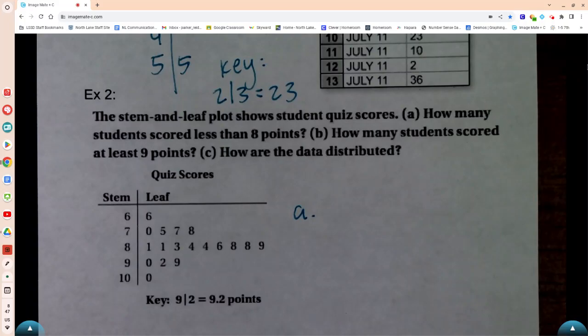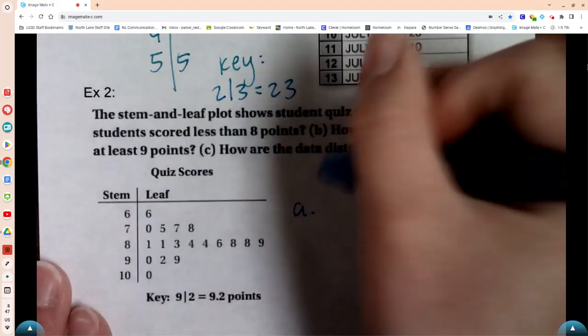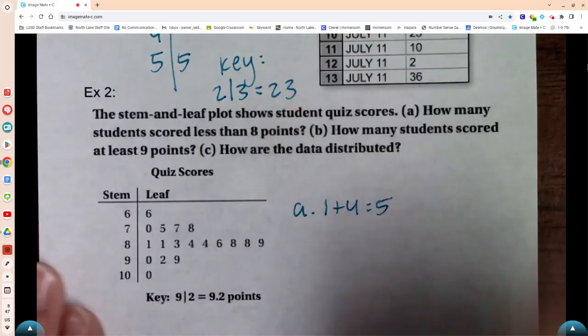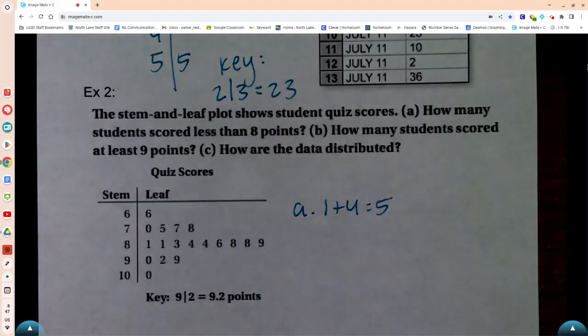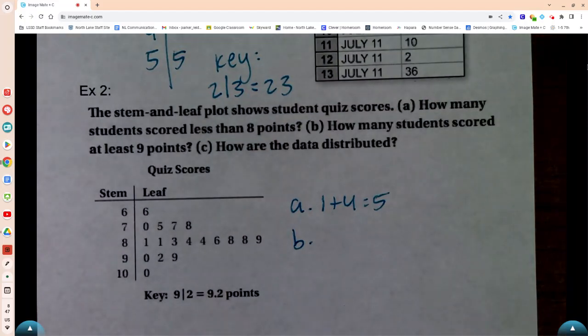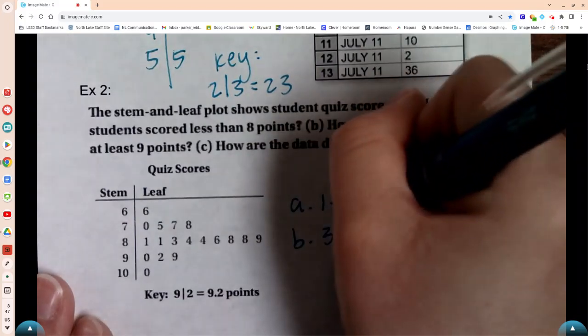Ratisha? What'd you say? 5 numbers because we have 6.6 and then we have several things in the 7s. So one number that was up in this category and then 4 here for a total of 5 scores that are under 8. Part B says, how many students scored at least 9 points, meaning 9 or more? How many students scored at least 9 points? Kaden? 4, because we had 3 people that scored somewhere in the 9s and 1 person in the 10s for a total of 4 students.